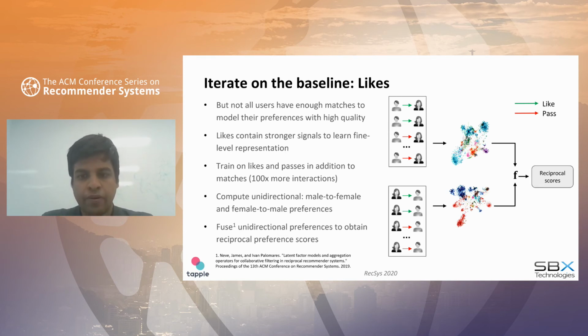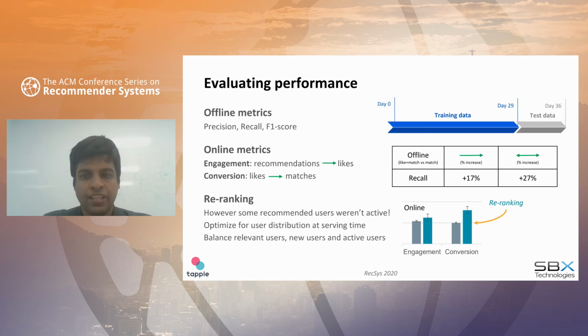There was this interesting paper from last year's RecSys along this idea, which is basically to learn the unidirectional preferences from males to females and females to males separately, and then use some kind of aggregation function like harmonic mean or cross ratio uninorm to derive the reciprocal preferences. We adopted this bidirectional preferences learning approach to fuse our unidirectional preferences learned from likes.